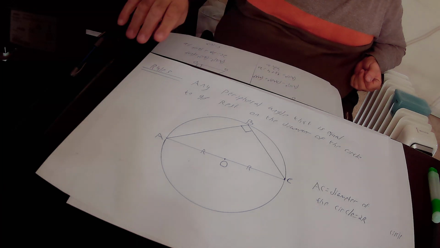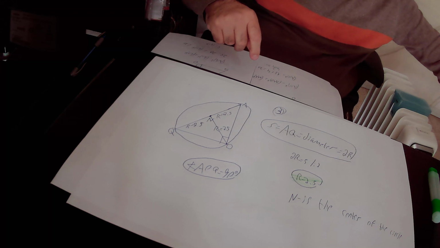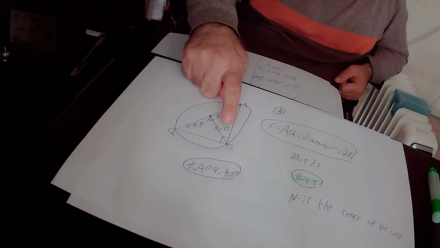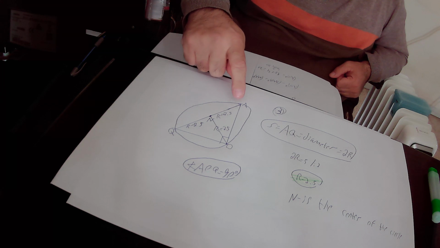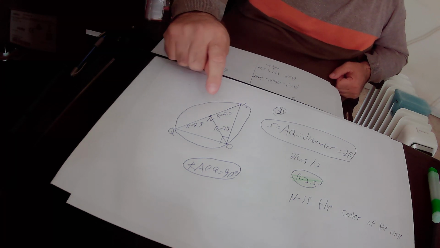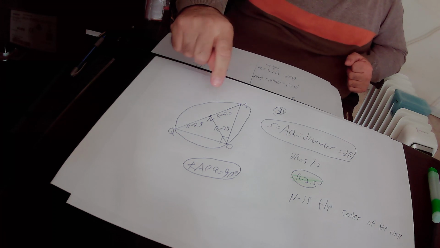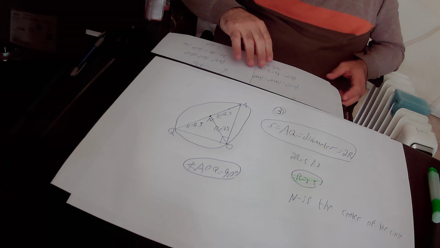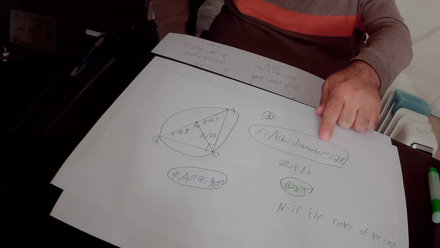Because peripheral angle AOQ equals 90 degrees, it must rest on the diameter. Peripheral angle AOQ rests on AQ, therefore AQ is the diameter of the circle. Very simple. So we write down that AQ is the diameter of the circle.